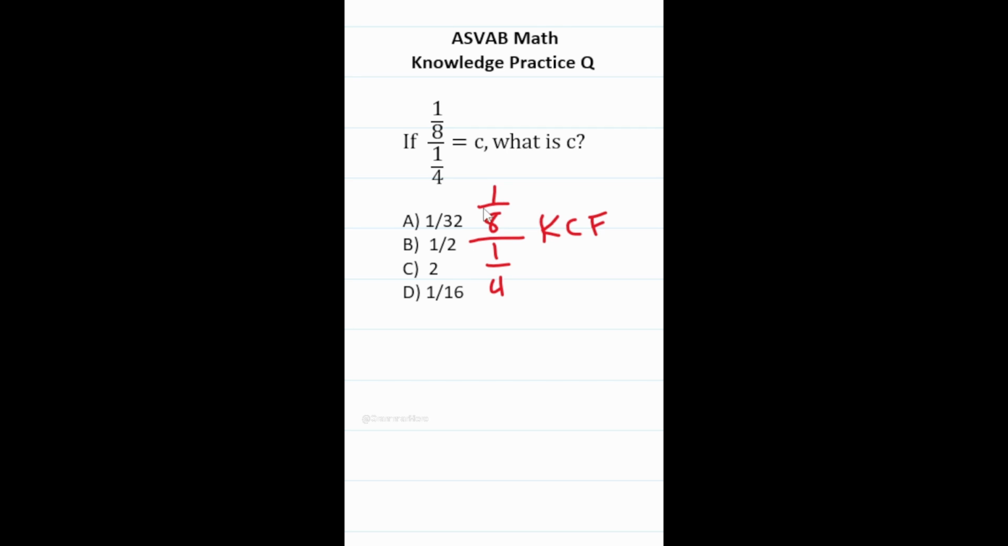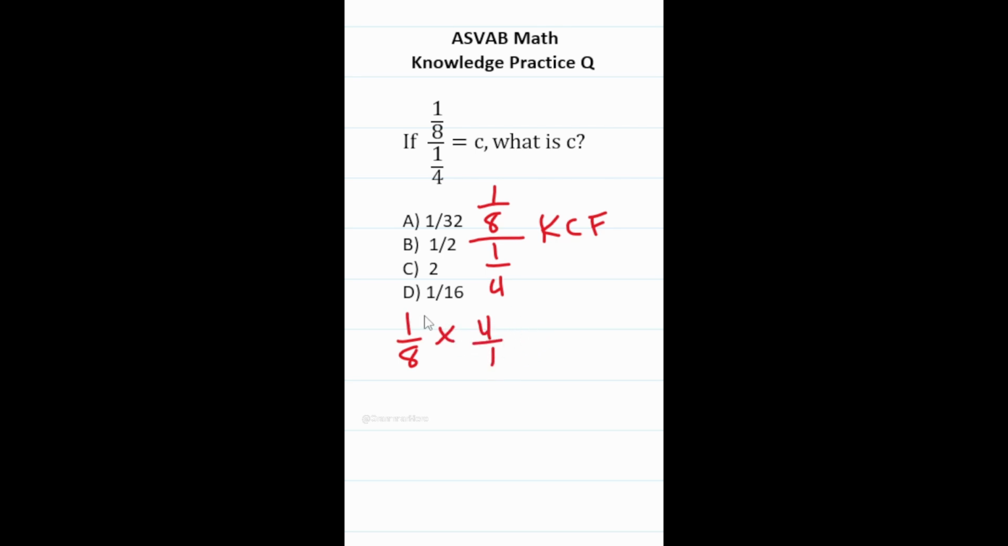Keep refers to this fraction in the numerator. You keep it the same, so we'll keep 1/8 as 1/8. Change refers to the operation of division. You change it from division to multiplication. And flip refers to the fraction in the denominator. You flip it. So instead of being 1 over 4, it's going to be 4 over 1.